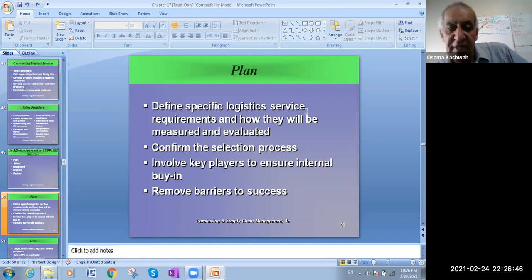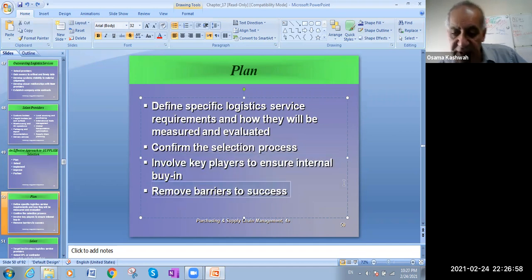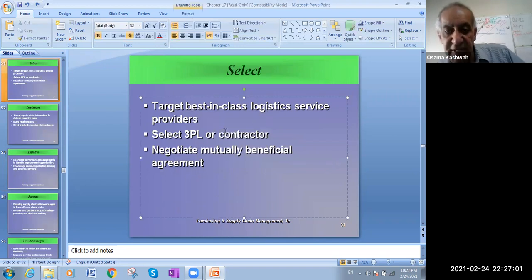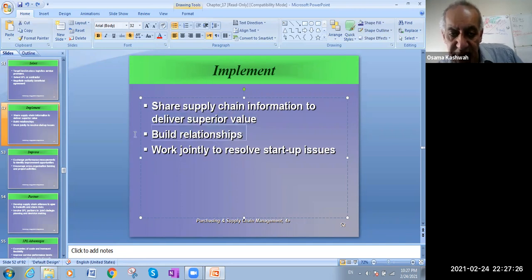So plan: I will define specific logistics services requirements, confirm the selection process, involve the key players to ensure internal buy-in, and remove barriers for the success of this operation. Select target best-in-class logistics services providers. I will select the 3PL or contractor, the kind of contractor. Negotiate a mutually beneficial agreement with your supplier. Implement: I will put it into action now. Share supply chain information to deliver superior value. Build the relationship with your supplier, of course. Work jointly to resolve startup issues.